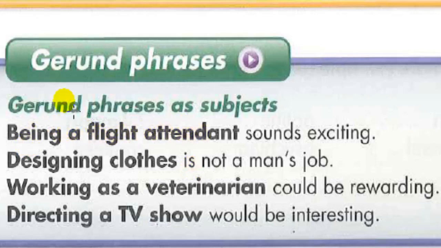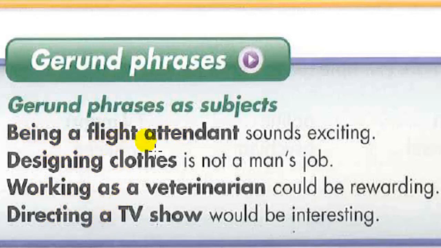So here, gerund, verb plus ing: being, designing, working, directing. This is the gerund. Phrase, two or three words. Being a flight attendant, without a complete meaning. Being a flight attendant is what? Designing clothes is what? Working as a vet is what? Directing a TV show is good or bad, so you don't know. You just have different words, and these words have verb plus ing. This is a gerund phrase. And of course, they are at the beginning of a sentence. This is why it's a gerund phrase as subject. This is the subject, the beginning of a sentence.